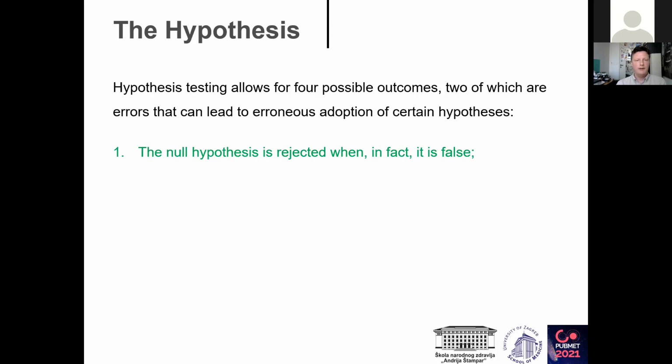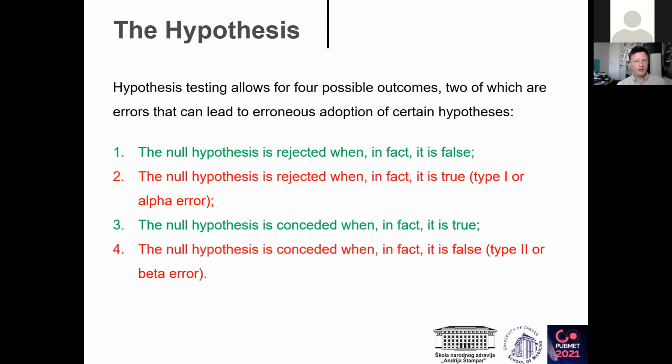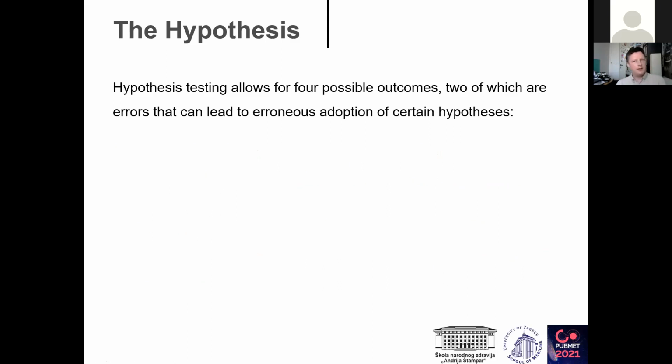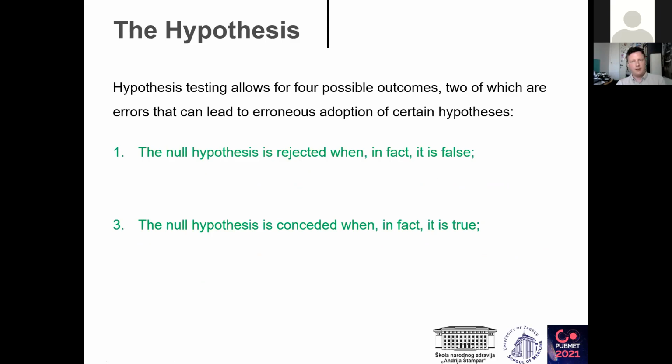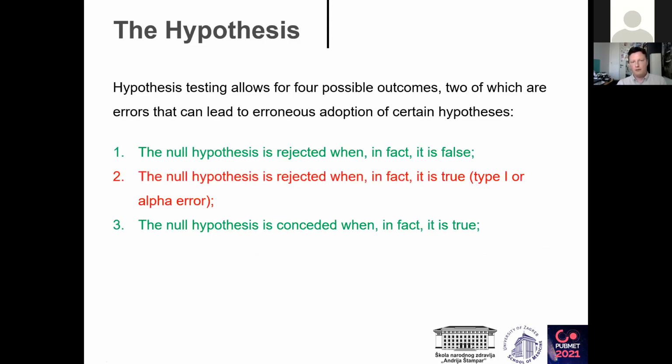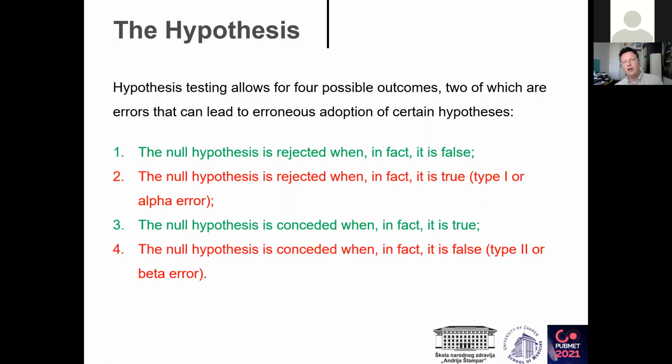So perfect, I've done a good job. Alternatively, I can accept it if it's true, which is also fine. So I can reject it when it's false and accept it when it's true. But I can also make type 1 and type 2 errors, which are actually the opposites. I can reject it when it's true, and I can accept it when it's false. So again, the result of asking the statistical software the question about my null hypothesis can be: you should reject it, and this is really so; you should accept it, and this is really so; or I can make a type 1 or type 2 error.